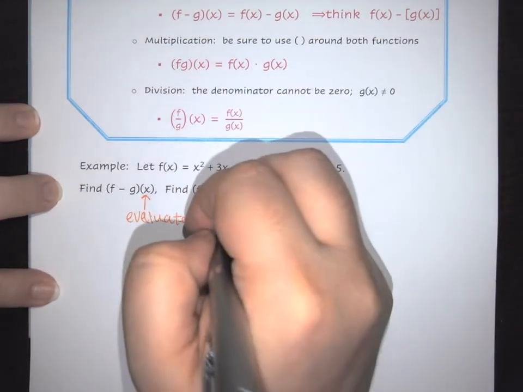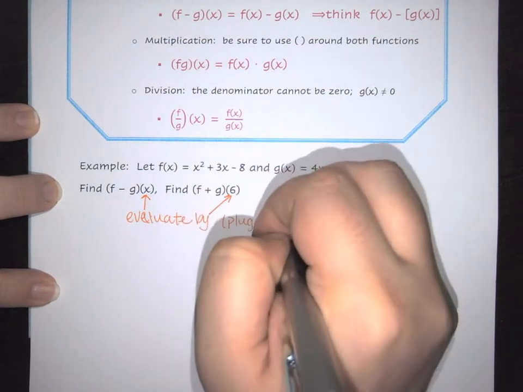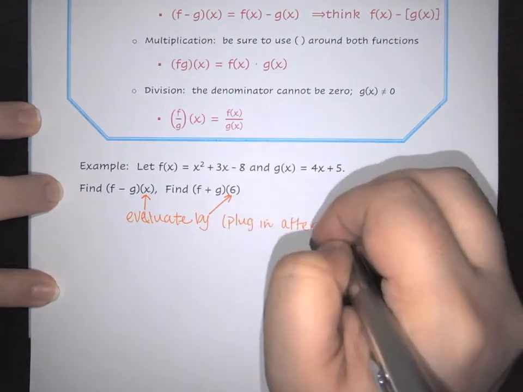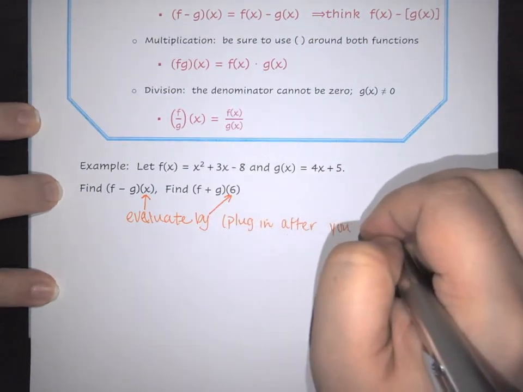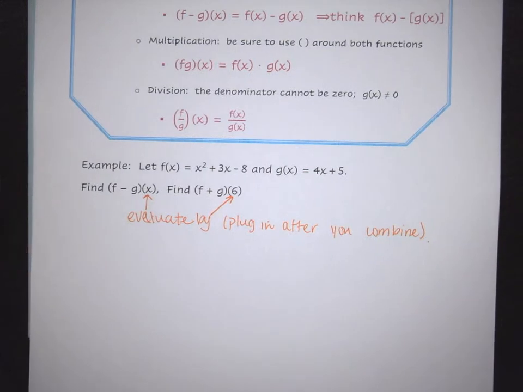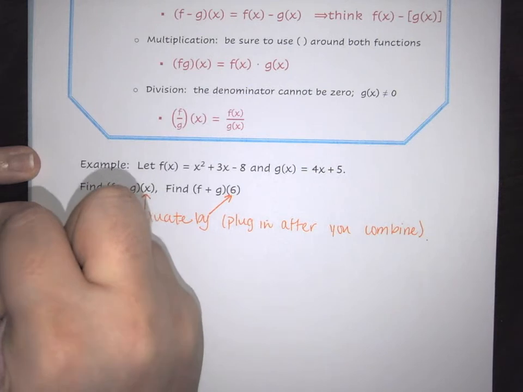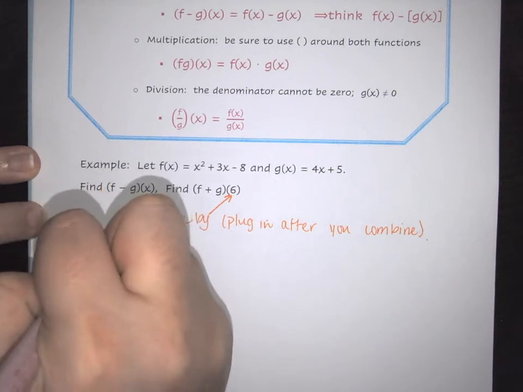Evaluation essentially means what you're going to plug in after you combine. Okay, so that's what we're doing. So essentially, you're going to combine your 2 functions together, and then you're going to evaluate it by the rule set in place. So first and foremost, we're going to look at f minus g.